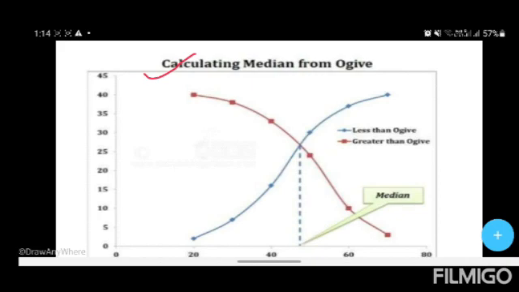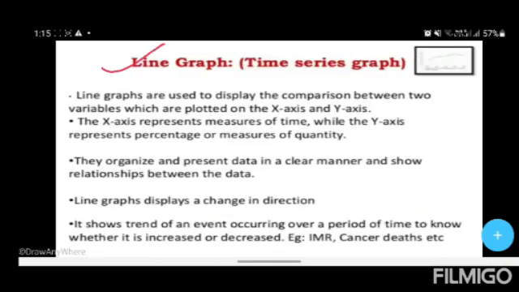Here we have the graph of ogive. Here the cumulative frequencies are plotted against the values of variables, and it is a smooth graph. As you can see, this is the greater than ogive and this is the less than ogive. Greater than ogive is declining, and here we can see the less than ogive is rising, and here where the two intersect we have the median.